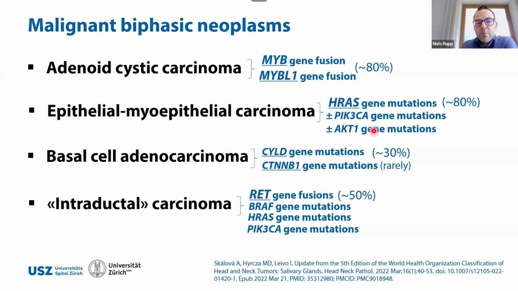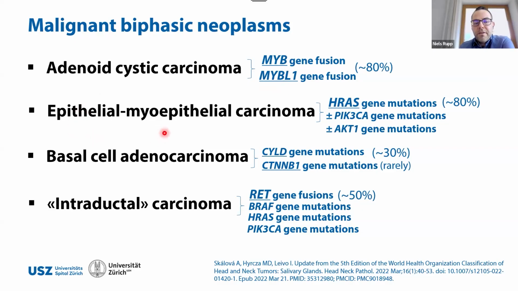Okay, now we move on to the malignant biphasic neoplasms, and one of the most important ones certainly is the adenoid cystic carcinoma, which is very important to correctly diagnose, in particular on fine needle aspiration. And here we have good tools such as the MYB and MYBL1 gene fusion, which together have approximately 60 up to 80% of the neoplasms. So if there's suspicion of an adenoid cystic carcinoma, many or most of the cases can finally be diagnosed in difficult cases using additional molecular testing for MYB and MYBL1.